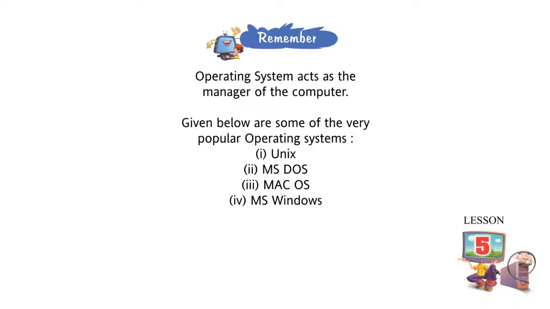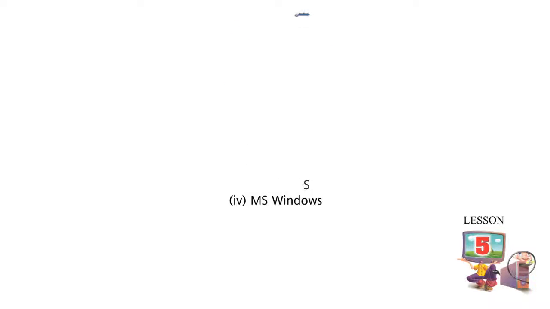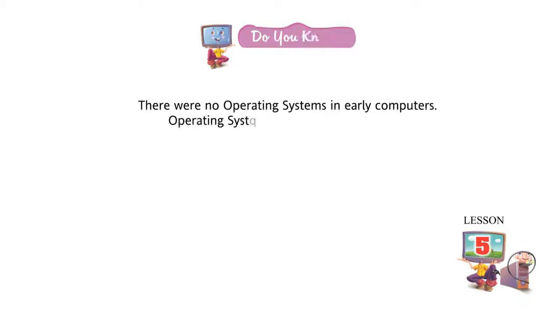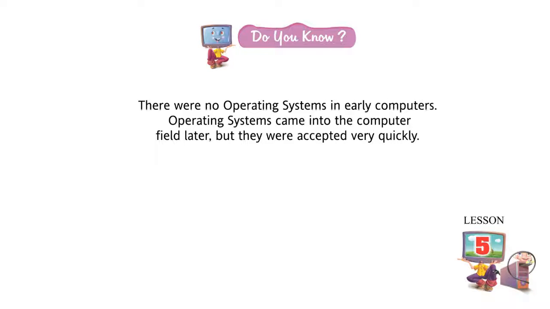Given below are some of the very popular operating systems. 1. Unix. 2. MS-DOS. 3. Mac OS. 4. MS Windows. Do you know? There were no operating systems in early computers. Operating systems came into the computer field later, but they were accepted very quickly.